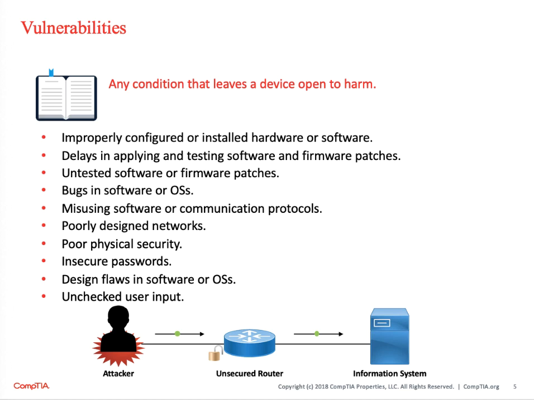We can have bugs in our software or operating systems. So a bug is going to be things that make problems in our code, which is going to make our software or operating system do things that we didn't anticipate, right? Misusing software communication protocols. When we talk about misusing protocols, right? Think of it this way.